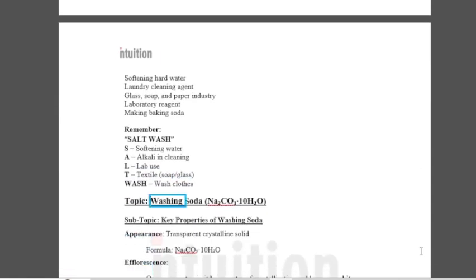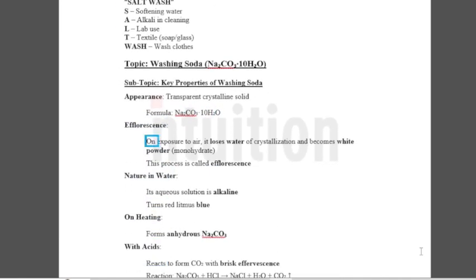Topic: washing soda, Na₂CO₃·10H₂O. Subtopic: key properties of washing soda. Appearance: transparent crystalline solid. Formula: Na₂CO₃·10H₂O. Efflorescence: on exposure to air, it loses water of crystallization and becomes white powder, the monohydrate. This process is called efflorescence.